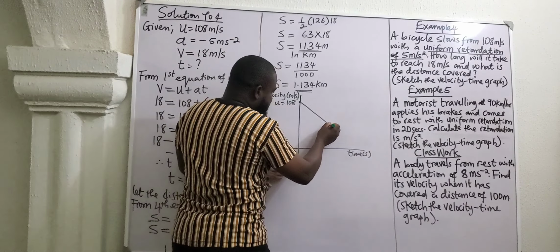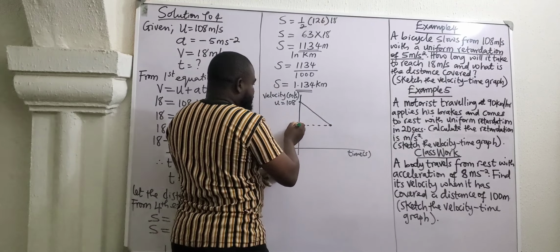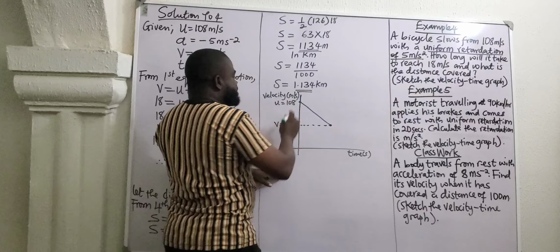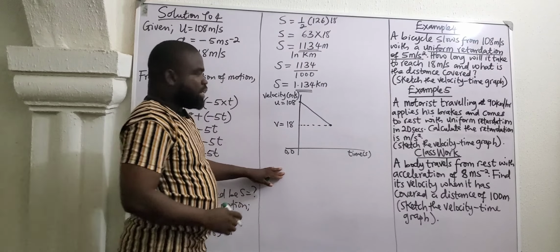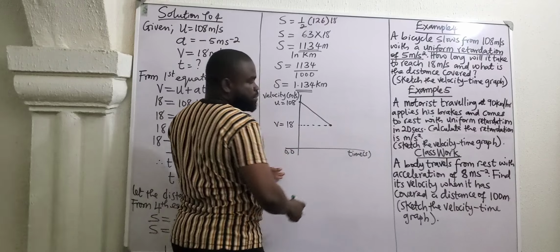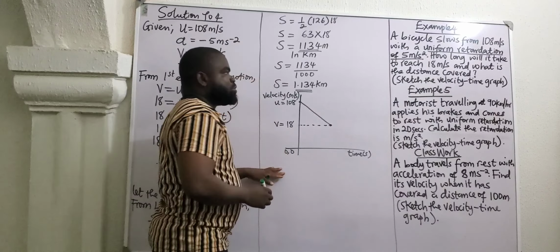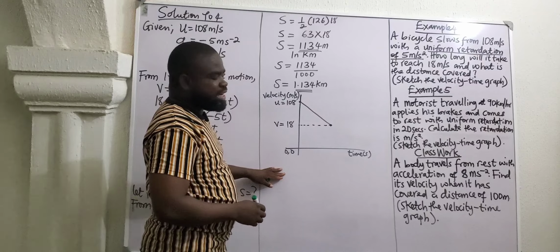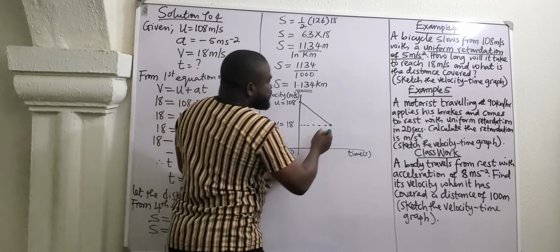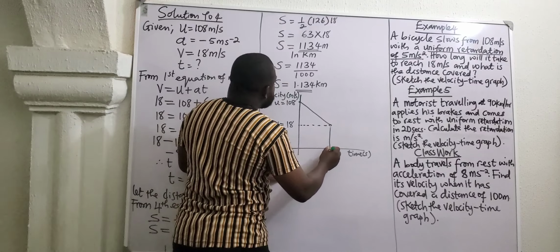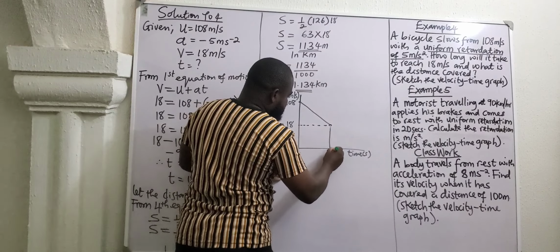So you have to suspend it somewhere here. So that gives you V equals 18 meter per second. So assuming the body is coming to rest, then you extend it to 0. But it is not coming to rest, not yet. So it is 18 meter per second for the final velocity V. The time taken, as we have calculated now, the time is what? 18 seconds.